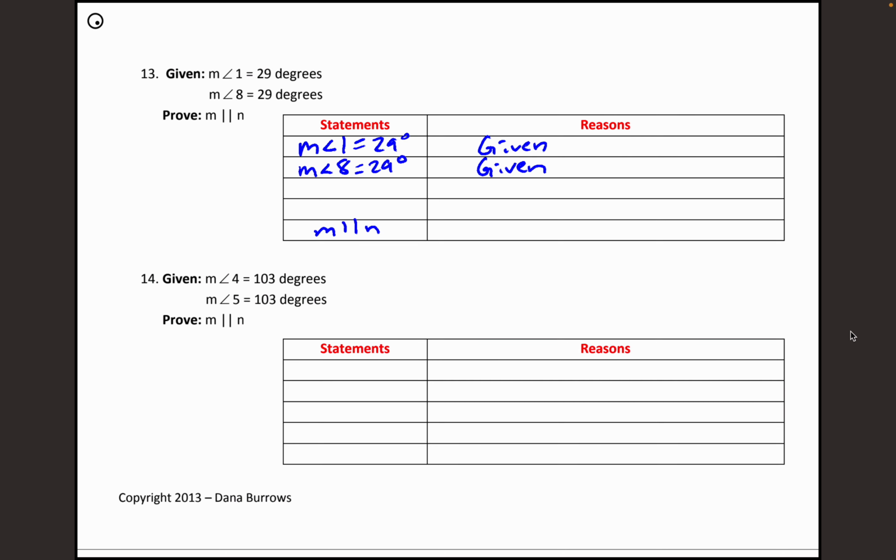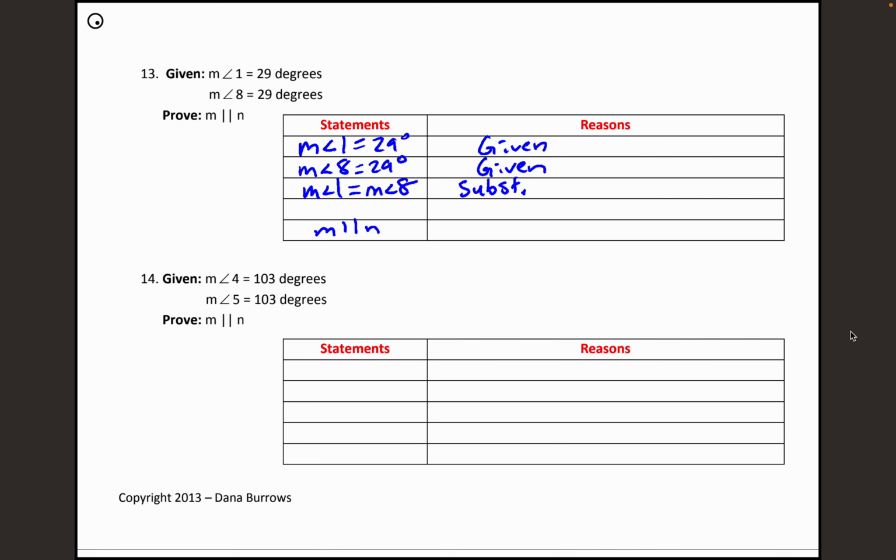Now, when we have this one, it says the measure of angle 1 equals 29 degrees. The measure of angle 8 equals 29 degrees. Why do you think I could say the measure of angle 1 equals the measure of angle 8? Yeah, they both equal the same amount. This is going to be substitution. Substitution is going to be my reason. It's not transitive because it's not all working with just angles. Does that make sense? Since there are some values, some angles, this can be substitution. It's substituting those two values. So they equal each other.